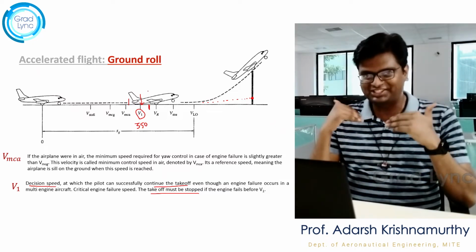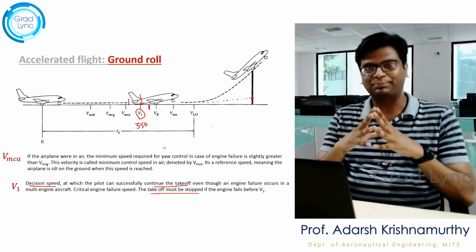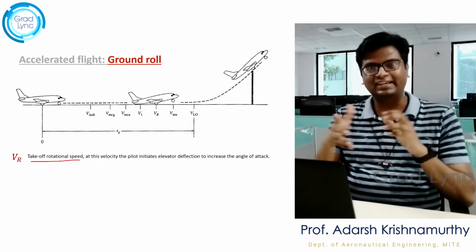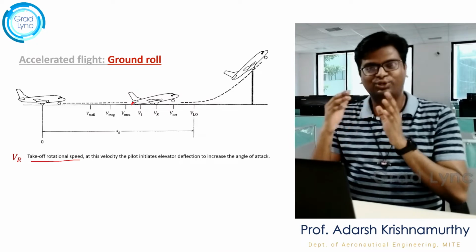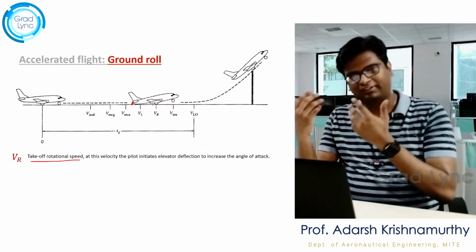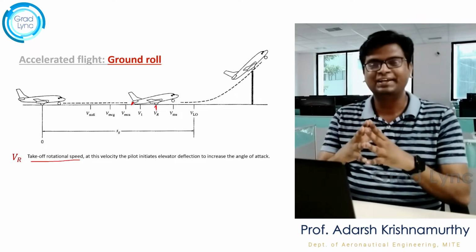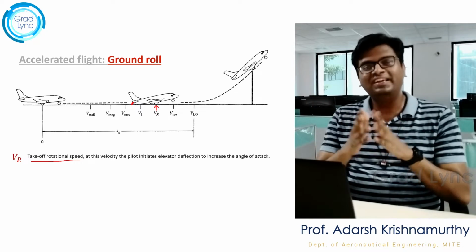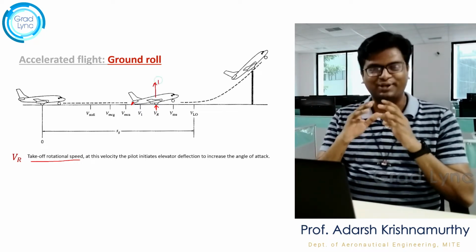I will try to reach another velocity, called the takeoff rotational speed, where the pilot is going to deflect the elevator to increase the angle of attack. Angle of attack is increased, coefficient of lift is increased. For the given velocity, the aircraft lift is going to increase. Aircraft lift increases means the aircraft is ready to leave the ground. Even at this point, I decide not to take off.